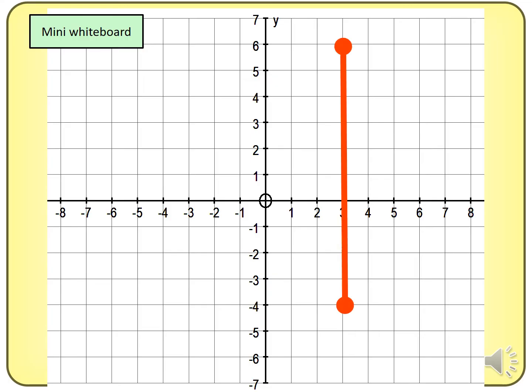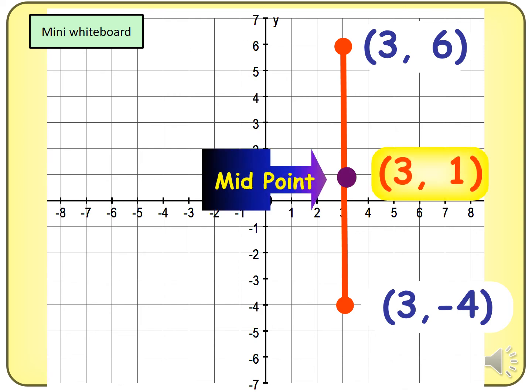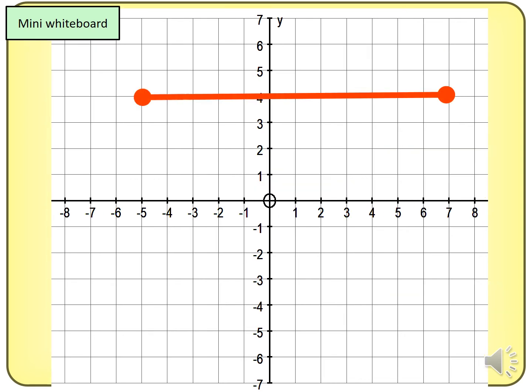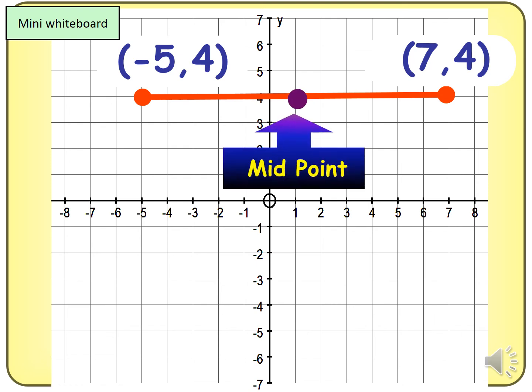Okay, so what we'd like to do is have a go at finding the midpoint of the following question. Pause the video here and have a go. Okay, the midpoint is (3, 1). What we'd like to do now is have a go at this question and pause the video here. Okay, the midpoint is (1, 4).